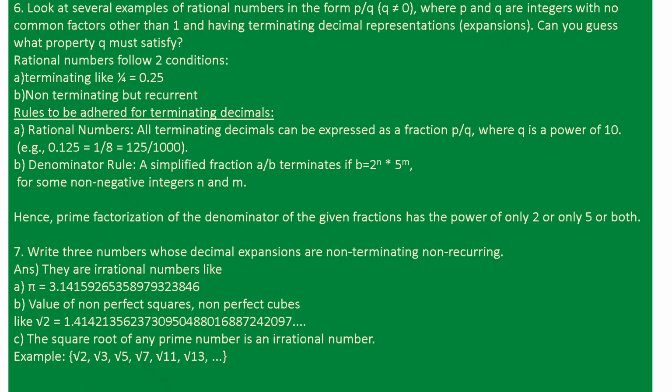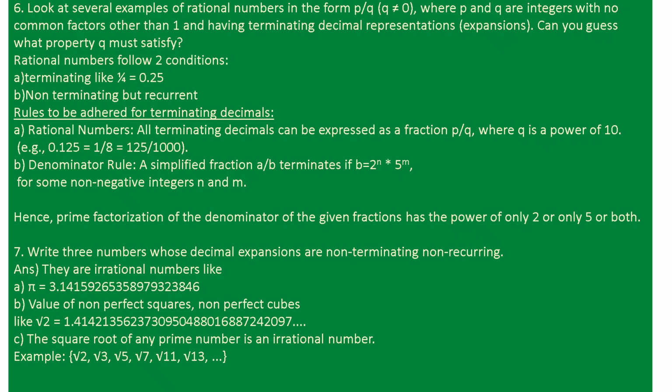Question number 7. Write three numbers whose decimal expansions are non-terminating, non-recurring. The cases of terminating, or non-terminating and recurring, are called rational numbers. So this is a category which is not satisfying both the conditions. So they are irrational numbers. We need to find the irrational numbers.